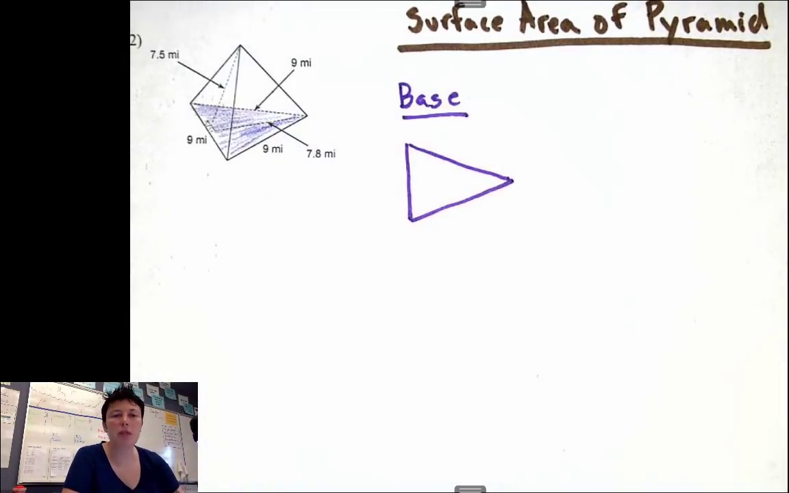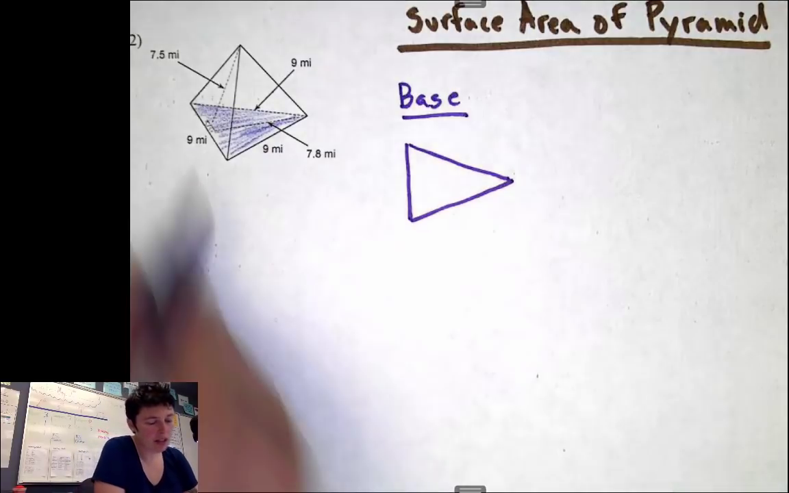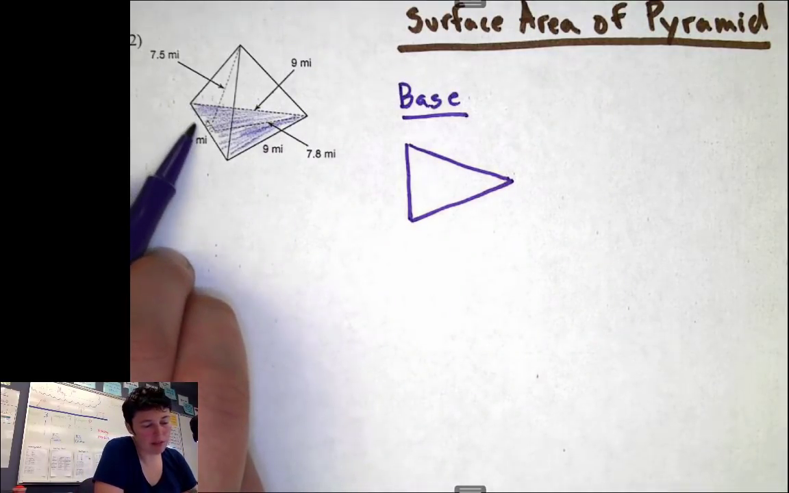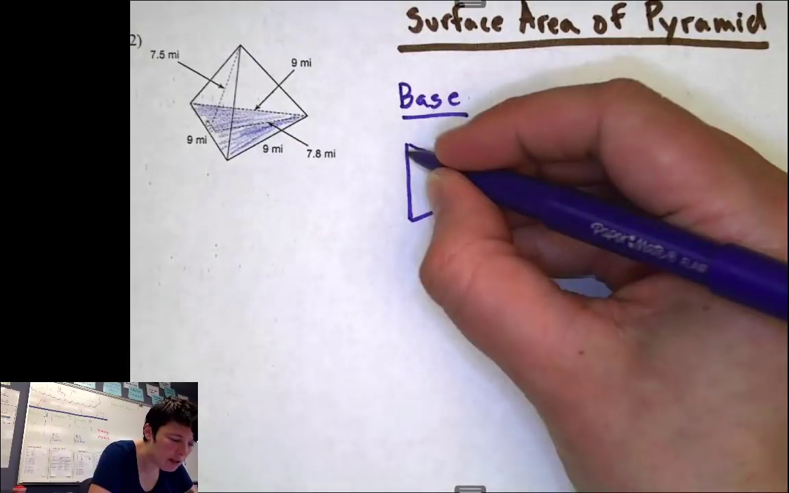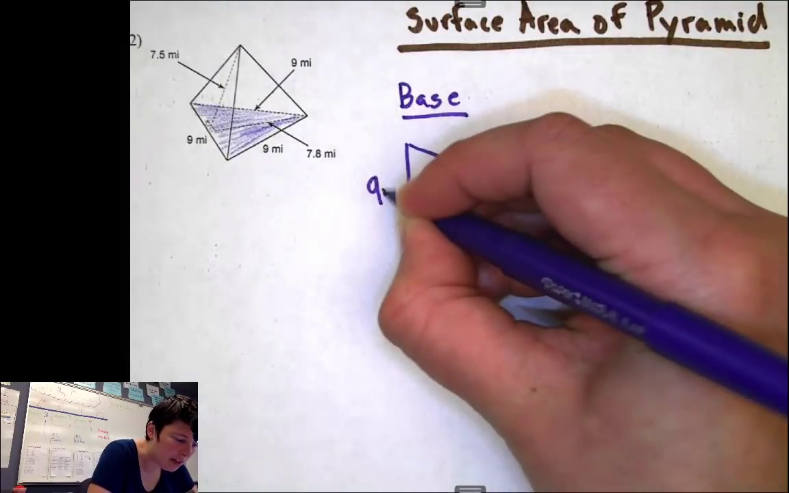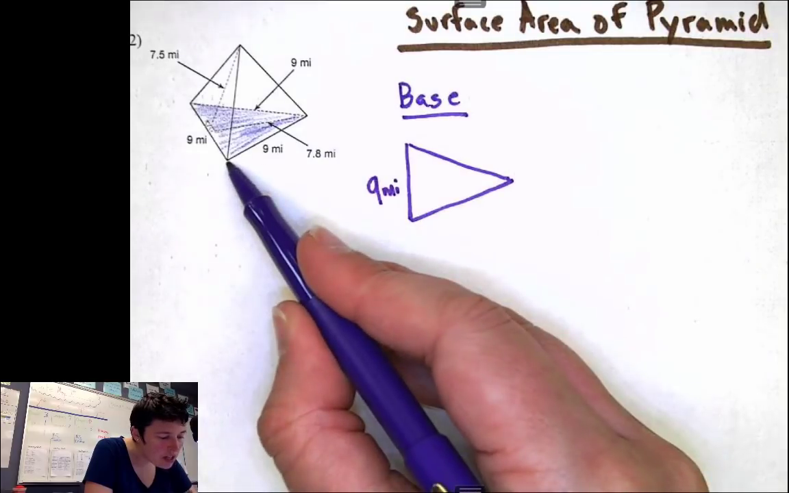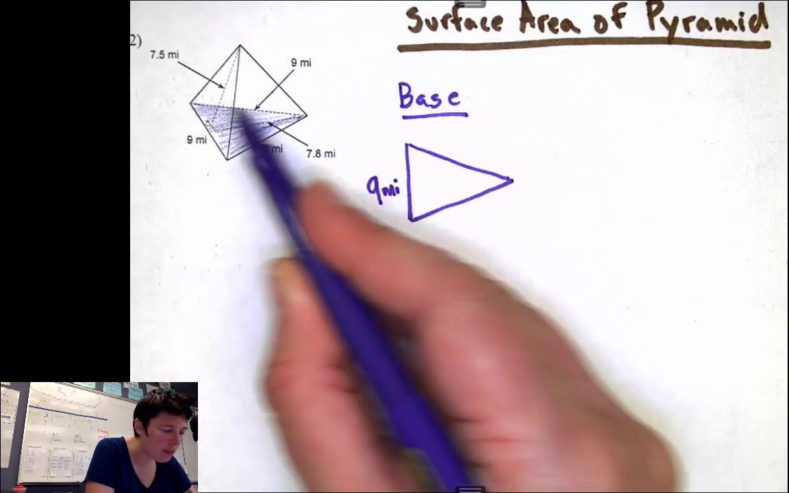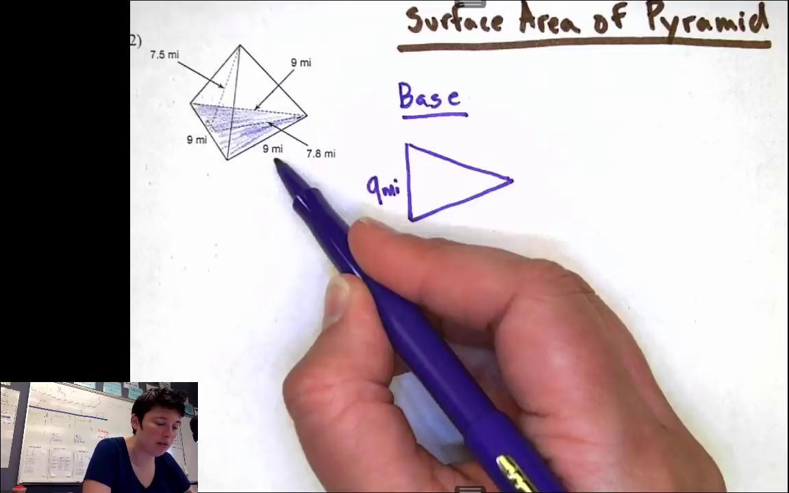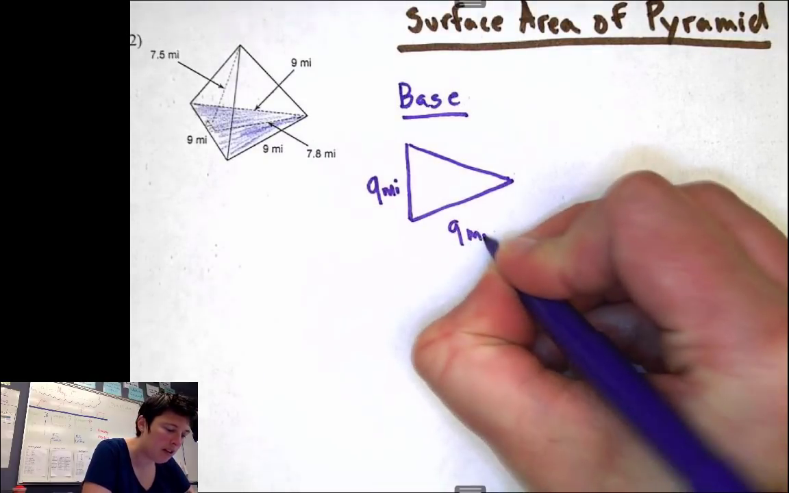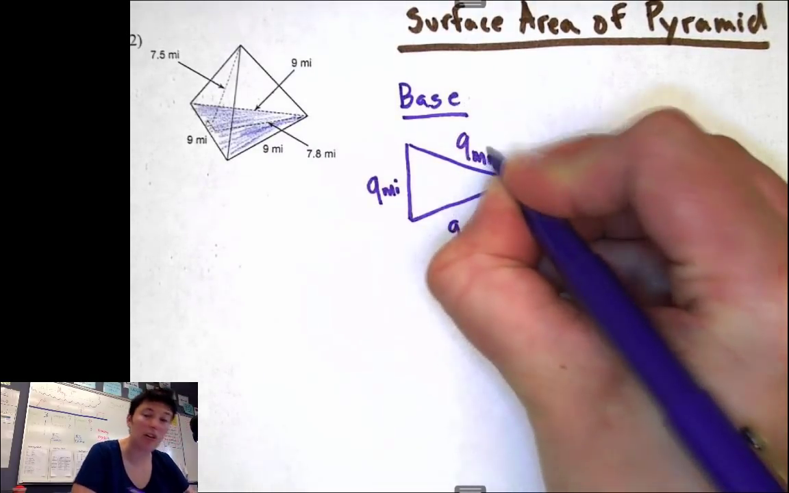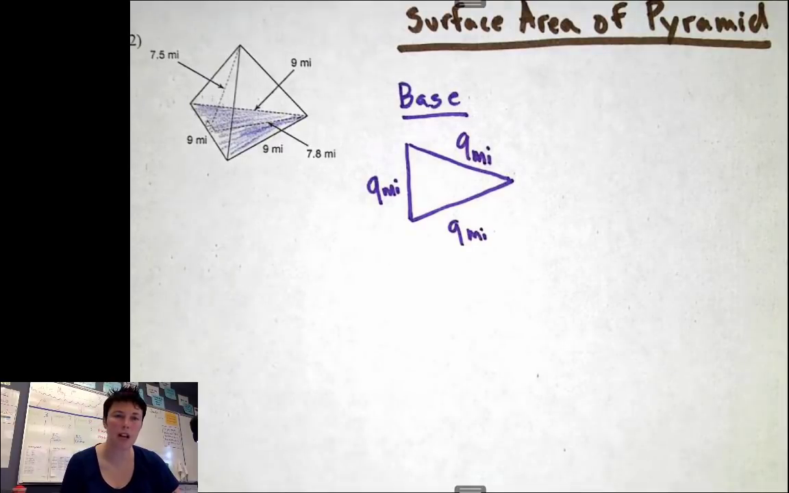Let's figure out the measurements on our base. So it looks like on the bottom here, it's measuring 9 miles across. So that would be this part right here, 9 miles. It's big. It also looks like it measures on this side. Oh, and this side. Wow, look, 9 miles and 9 miles. So it looks like it's 9 miles on all three sides. It's called an equilateral triangle.